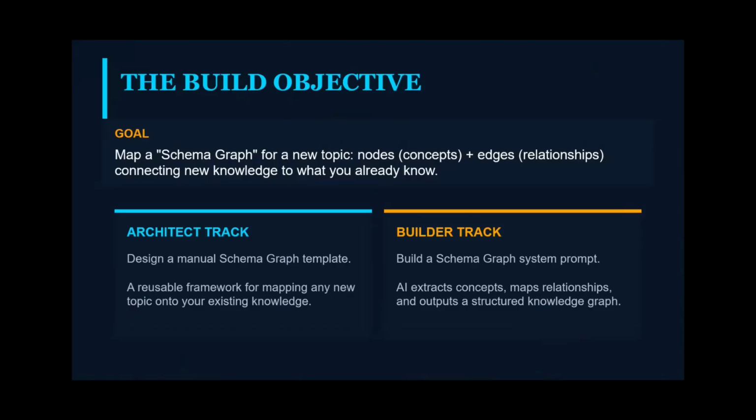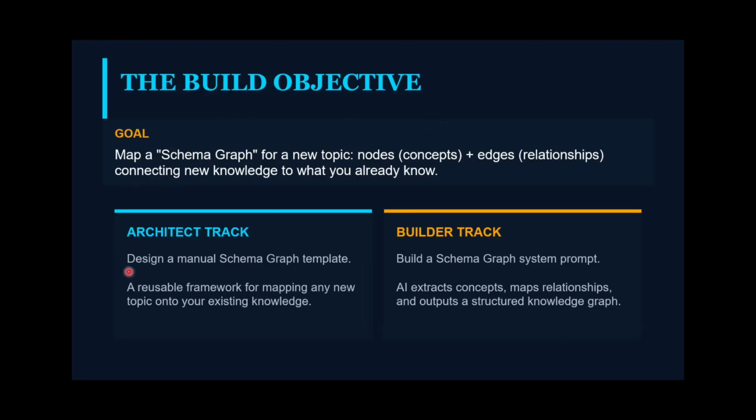Now we're going to build this map for our schema graph. Now our build objective for our architects and builders: the goal here is to map a single schema graph for a new topic. In the new topic, you'll have nodes, which will be your concepts. Then you have edges, which will be the relationships, a way to connect those concepts, and this will connect new knowledge to what you already know. So that's the goal: how do you take something new and connect it to something you already know?